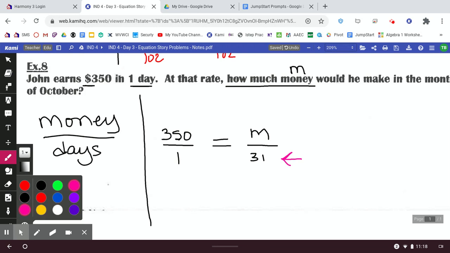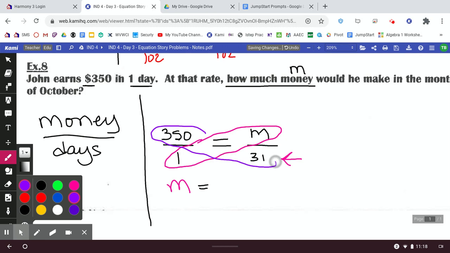So now we're back to a proportion, and I always do the variable first. So I'm going to do M times 1 equals M. And then I'm going to do 350 times 31, which is what? 350 times 31 is 10,850.